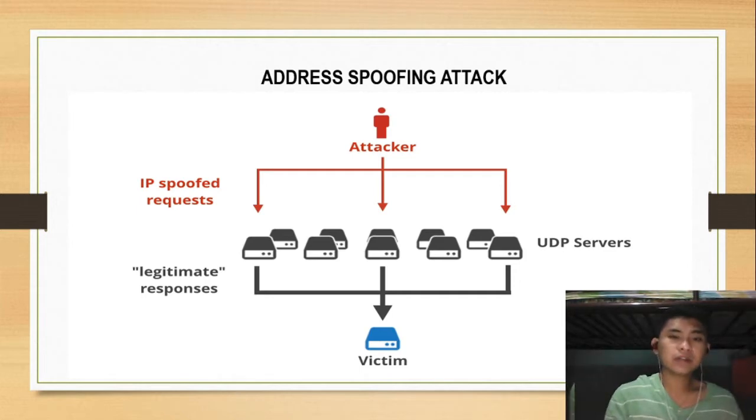Here is the example of the address spoofing attack. The interpretation of this: there you can see the attacker. He sends the IP spoof request messages, and the legitimate responses go to the victim and the UDP servers. You can see here the switches.